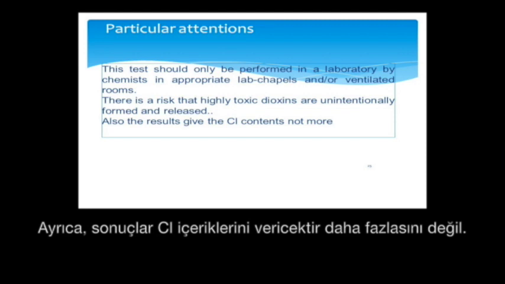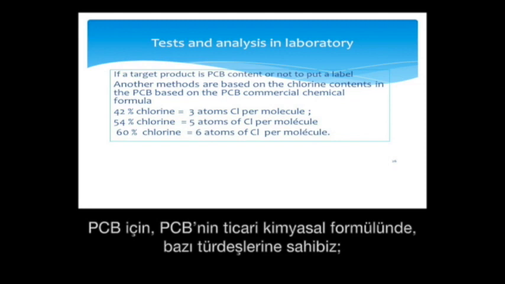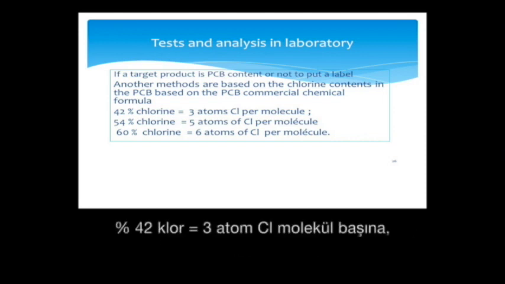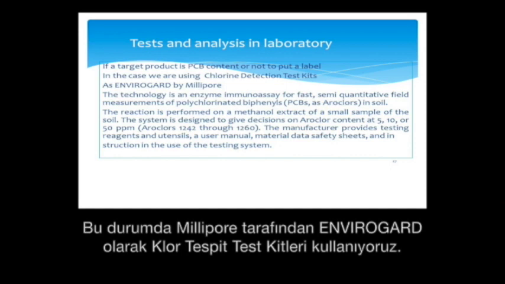Also, the result gives the chlorine content, not more. For the PCB itself, the commercial chemical formulas have some congeners: 42 chlorine, with 3 atoms of chlorine inside; 54 chlorine, 5 atoms of chlorine per molecule; 60 chlorine, 6 atoms of chlorine per molecule.